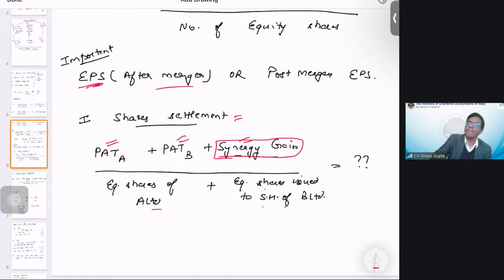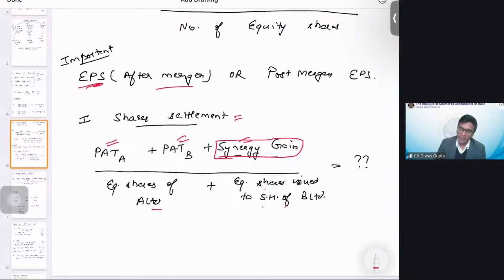Yes, Aminathan, you are correct. Synergy gain is inorganic growth after the merger. Yes, because organic growth is what? Which you are bringing the growth on your base, right? On a similar level of base. Inorganic growth is something that you are moving beyond.